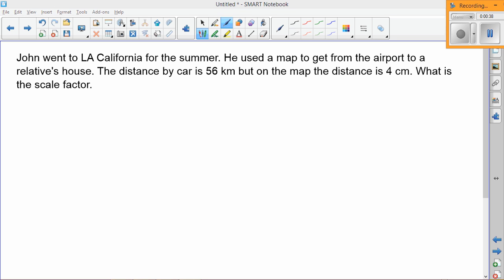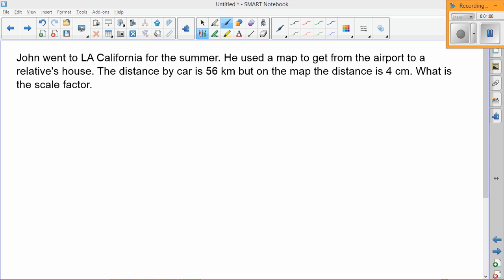In order to figure out the scale factor, our units must be the same. And right now we have centimeters and we have kilometers. So we've got to do a little bit of changing things around before we can figure out the scale factor. So I think the easiest way here is to start with the centimeters and make it into kilometers.